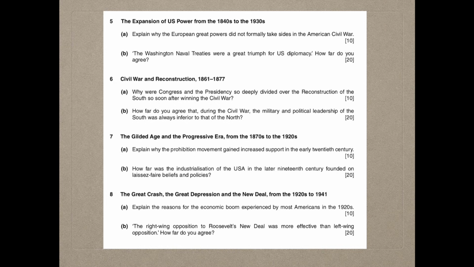So let's go ahead and take a look at an example from a former Paper 2 test here. If you sit down and you get the American option here, 5, 6, 7, and 8, you need to answer 2 questions. You need to pick question 5, 6, 7, or 8. Pick 2 of those that you want to answer.